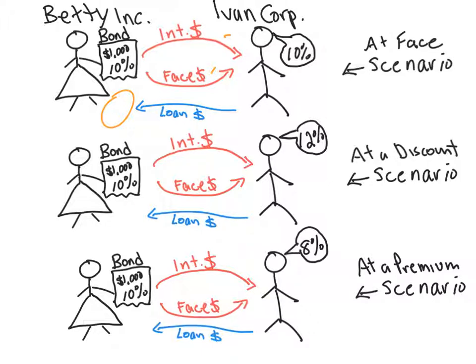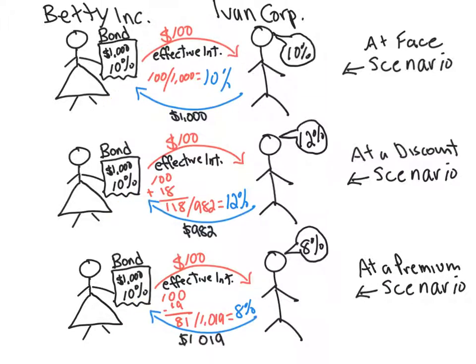Same applies to the discount scenario, and then the premium scenario is the same thing. Notice that again, the cash flows are the same. The only difference will be the proceeds based on the present value calculation. And here's the result. If you do the math, in the case of the face, the interest payment is $100. The amount given through the proceeds is 1,000 based on the present value calculation. And so if you take $100 divided by the $1,000 investment, the return is 10%. That happens to match the required return needed by Ivan. So then that is fine.